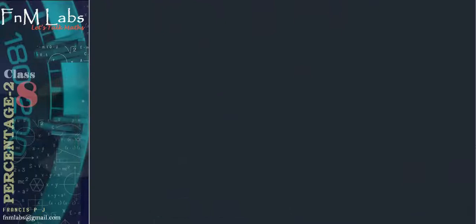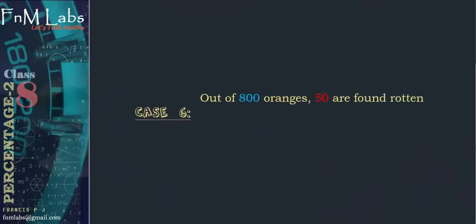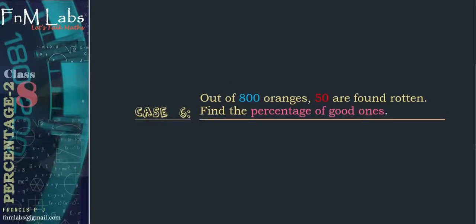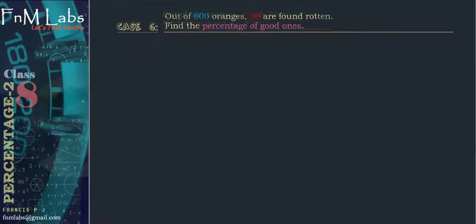The next case is, out of 800 oranges, 50 are found rotten. Find the percentage of good ones. Remember, it is always better to form an idea how to solve a case, as we did for the previous case. What is the question here? To find percentage of good oranges.